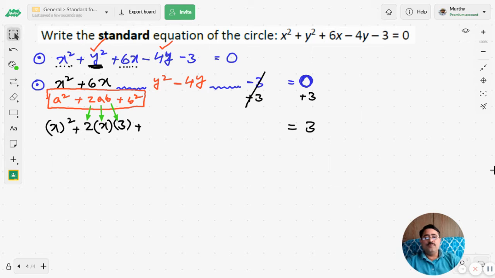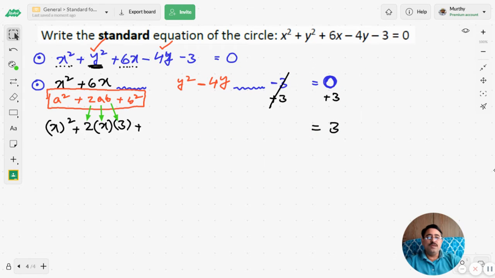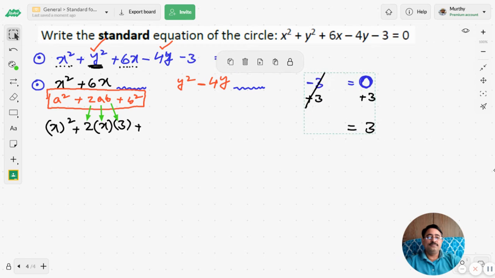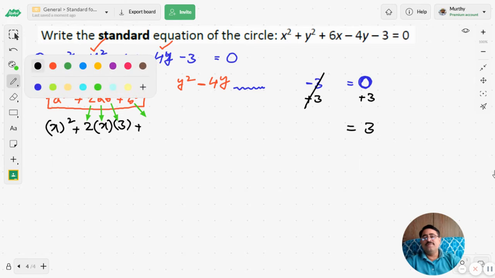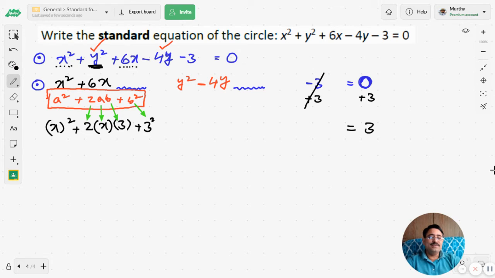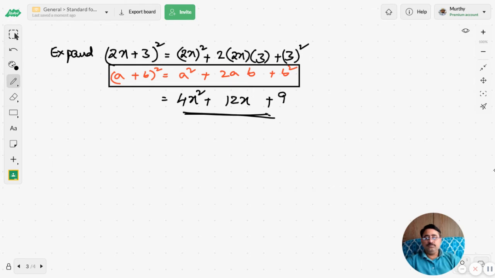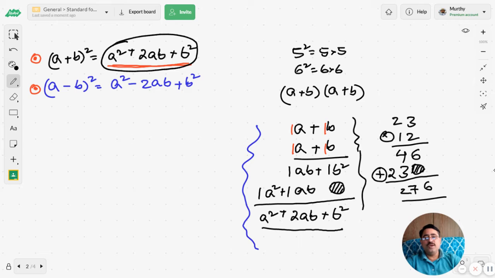Right? So let me move this one a little to the other side, otherwise place may not be sufficient. Again, now I notice that the value of b equals to 3. Therefore, what is b square? Now you can guess, it's going to be 3 square. Now, a square plus 2ab plus b square can be written as (a plus b) whole square.